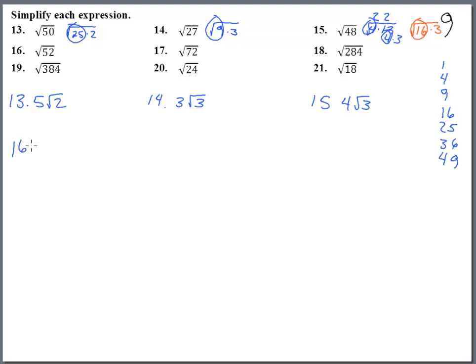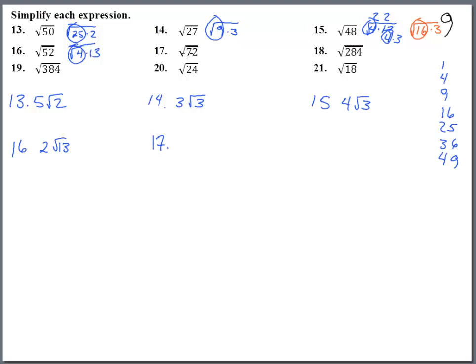Number 16. Ooh, do any of those numbers go into 52? Looks like our best bet's a 4. See if 4 goes into 52. 4 goes into it 13 times, it looks like. So we could write that as the square root of 4 times 13. And square root of 4 is 2. Square root of 13.